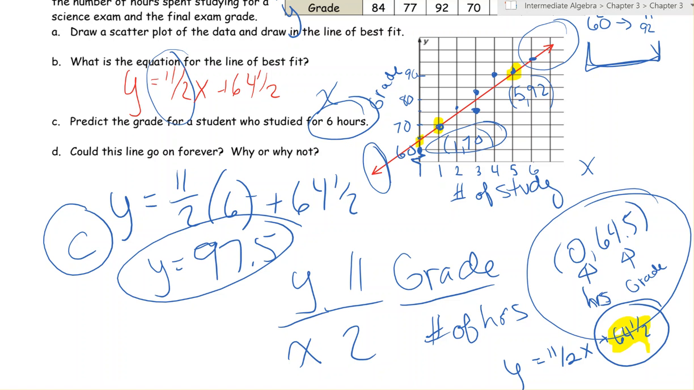So what I want you to do now is finish the back of that worksheet, number 5, 6, and 7, which has to do with baseball, disease, and zoos.